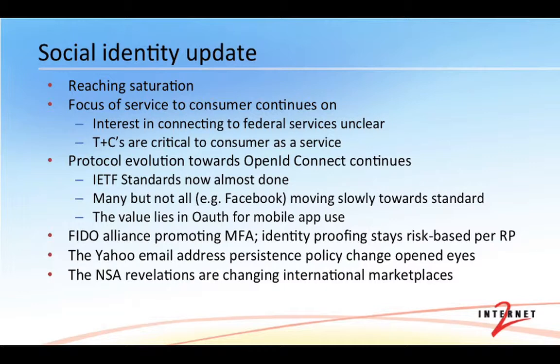The Yahoo email address issue opened up massive eyes. If you're not familiar, Yahoo decided to recycle email addresses, which means recycling authentication names. If an account's been dormant for 6 months, they'll reassign it. They may send an email note to that dormant account. But this changed everything. For all of us who were going to say social identity is a real good answer to the bootstrap problem and lots of issues, suddenly, we don't know if it's the same person knocking on the door.